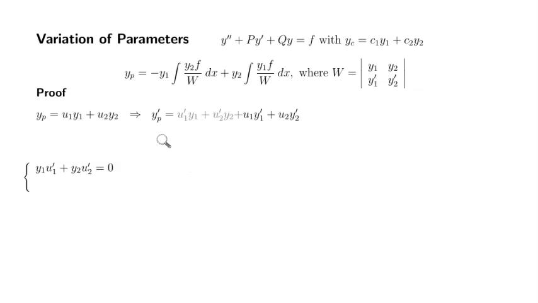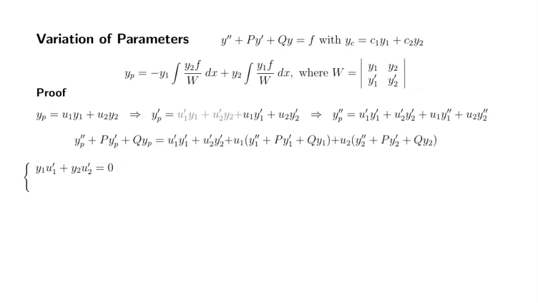That makes our lives a little bit easier finding the second derivative of y sub p, which is going to look like this. It's just the product rule. Then we have y sub p prime and y sub p double prime, and we're going to plug those into the original non-homogeneous equation. You're going to end up with something like this. Doing a little bit of rearranging and factoring out the common factors u1 and u2, you're going to get all these terms.